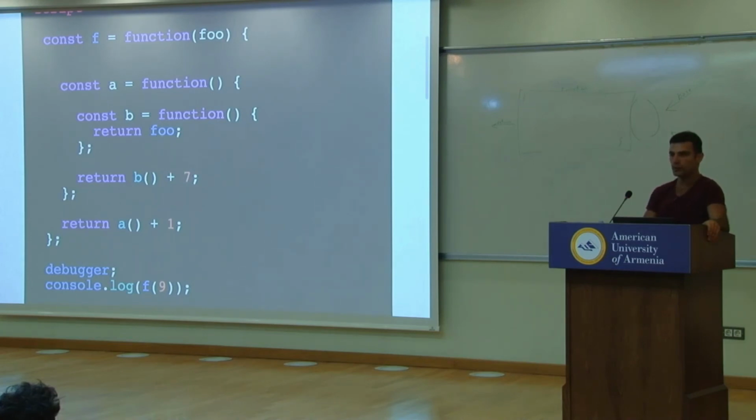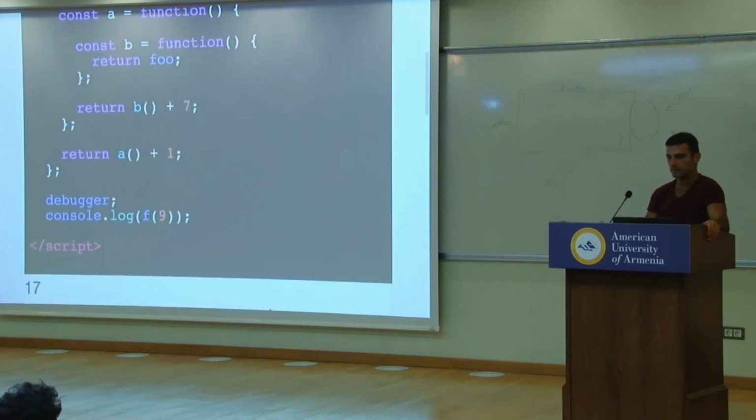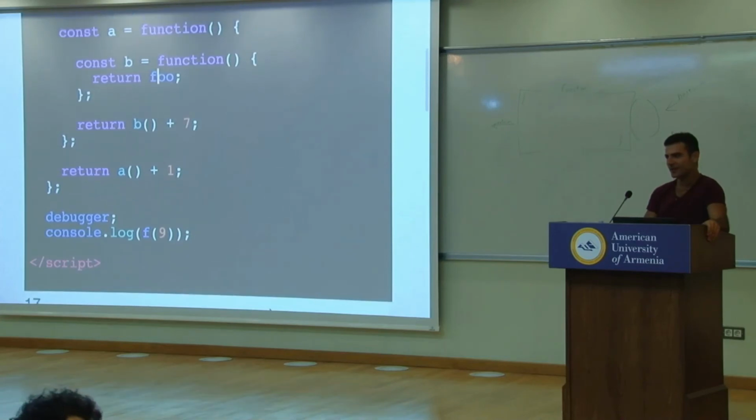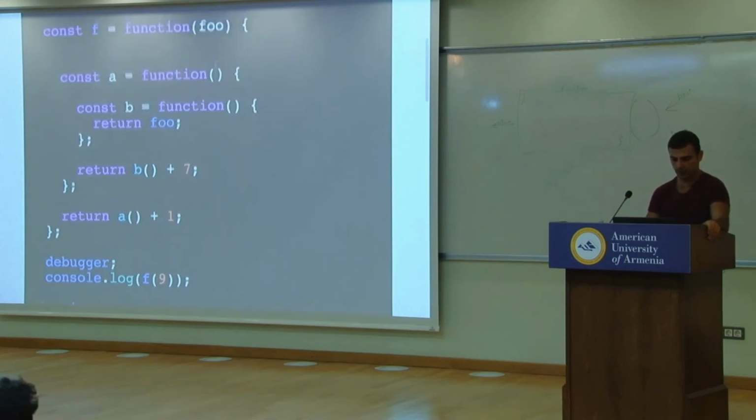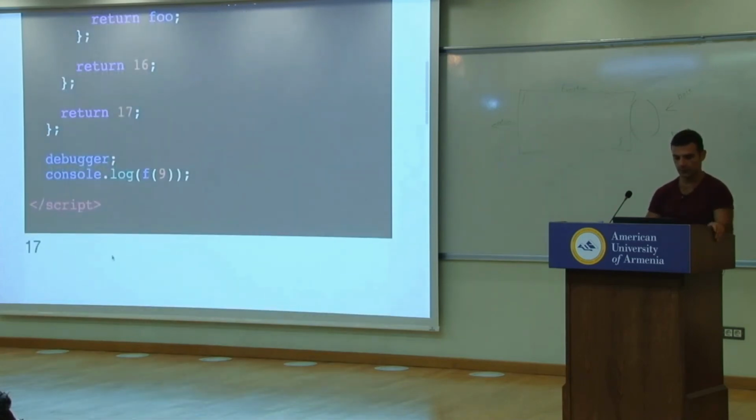So what is the result of running this code? 16. Yeah, I knew that. You guys see why? Let's break it down. So you call f with a 9, so foo is 9, right? You call a, you go in here. You do b, b returns foo, which is 9. So this turns into 9. 9 plus 7 is 16. And so therefore this becomes 16. Therefore this becomes 17. And voila, you get 17.